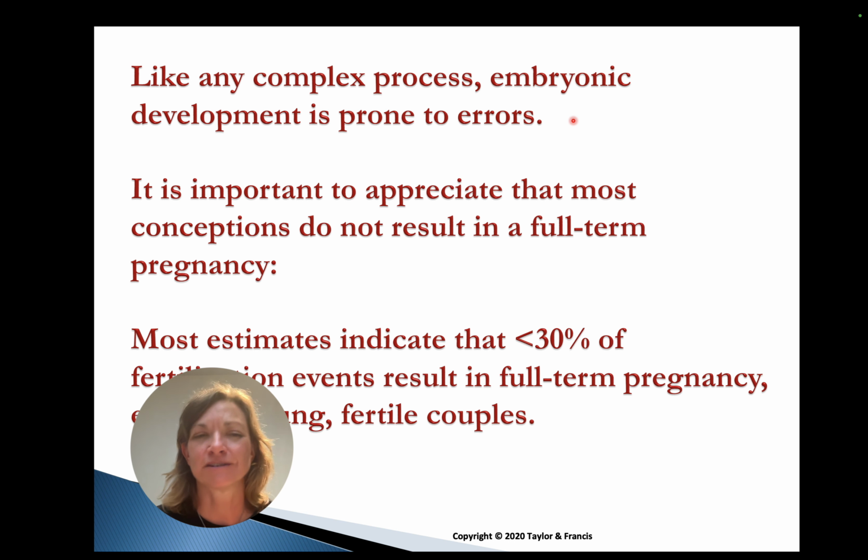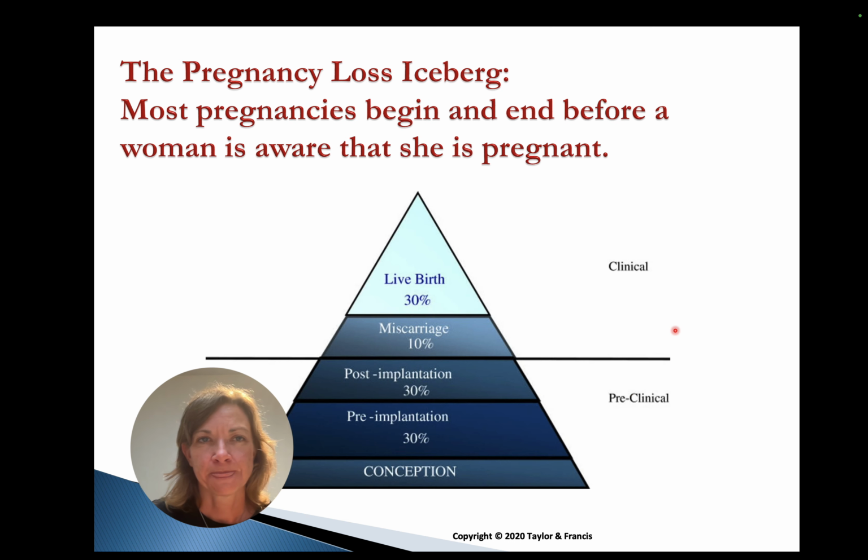And these data are hard to get, but most available estimates indicate that it's less than 30% or maybe about 30% of fertilization events that actually result in a full-term pregnancy. And that's true even for young fertile couples. So we break these percentages down. The schematic is called the pregnancy loss iceberg. And what it says is that most pregnancies begin and end before a woman is aware that she is pregnant.